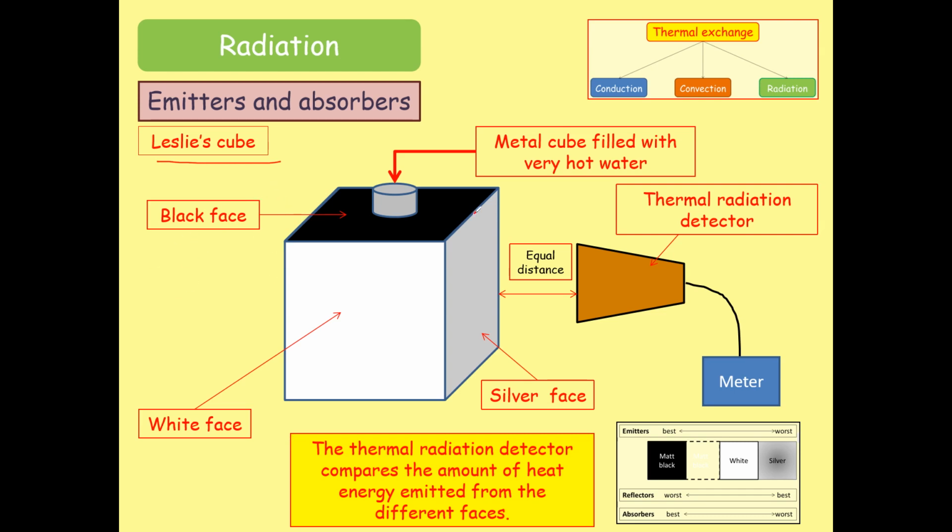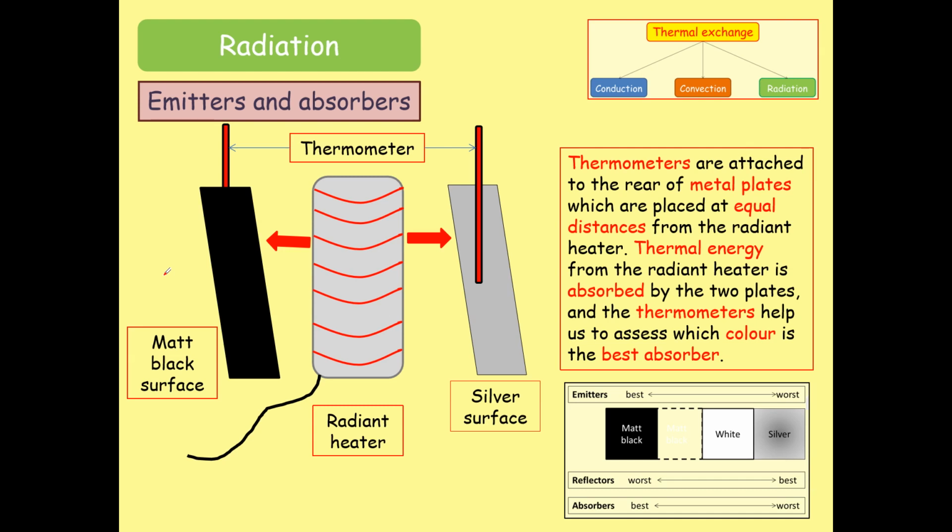I actually use this as a two-way experiment. The Leslie cube was designed just to see emitters and absorbers, but the same cube can also be used to identify whether we have a reflector or an absorber of light, right? If you just keep it empty and put light from the outside, and see how it reflects the radiation using a radiation meter.